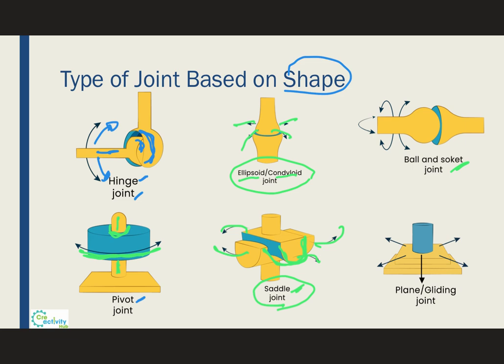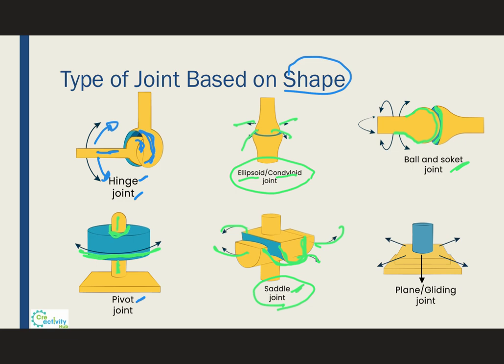Now next, we have the ball and socket joint, which is again a synovial joint, where there's a spherical or rounded head located in one bone, which looks really like a ball, and it fits into a cup-like or concave socket of another bone. This shape allows for the widest range of movement of any joint type, including movement in multiple planes.